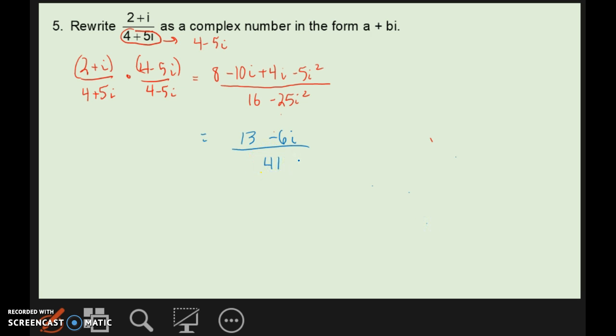In the grand scheme of things, in theory, I could leave my answer like that, but my directions are saying write it in the form a plus bi, which means I do actually want to separate those fractions out. So I'm going to rewrite this as 13 over 41 minus 6i over 41. And that's my answer because there's no reduction I can do at that point.